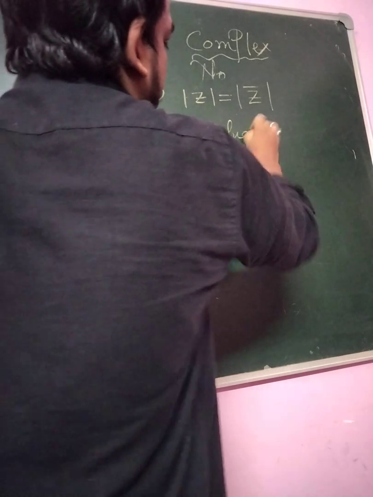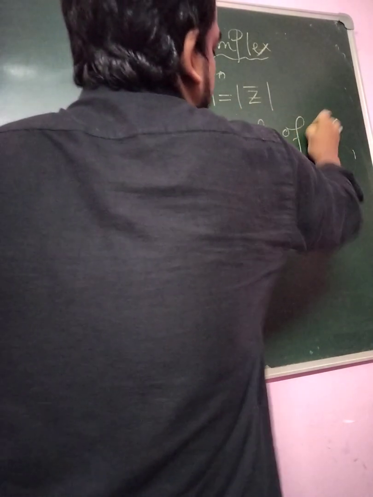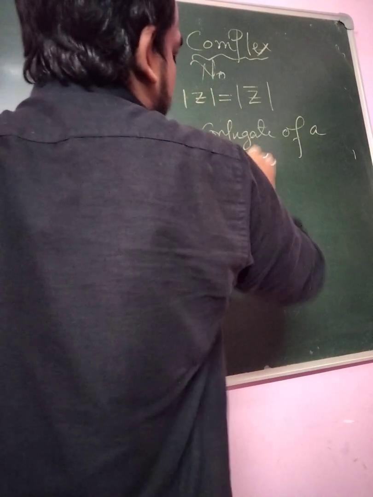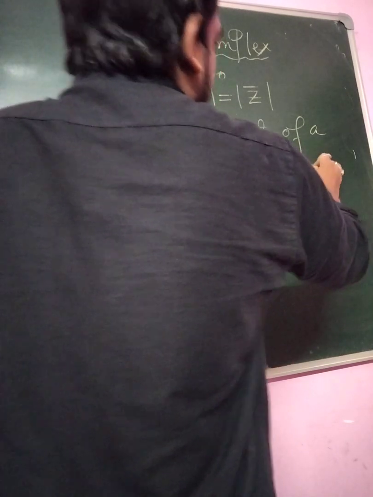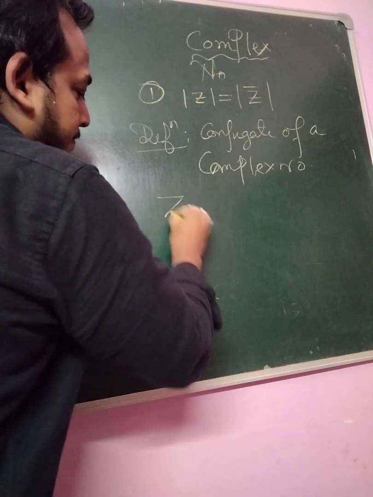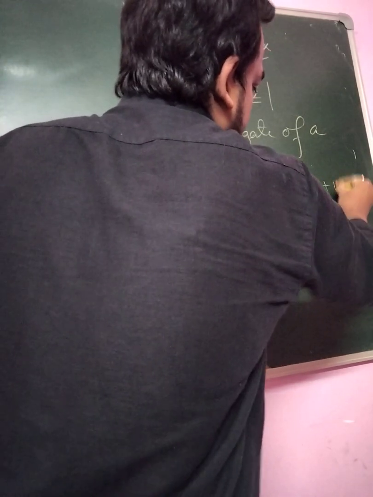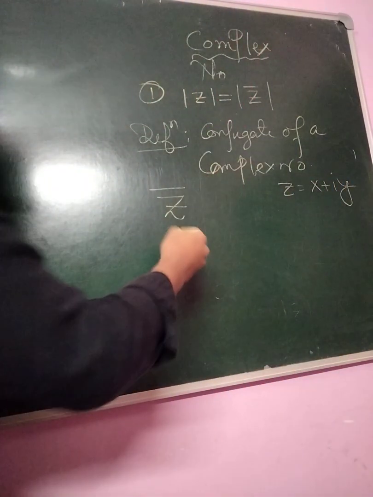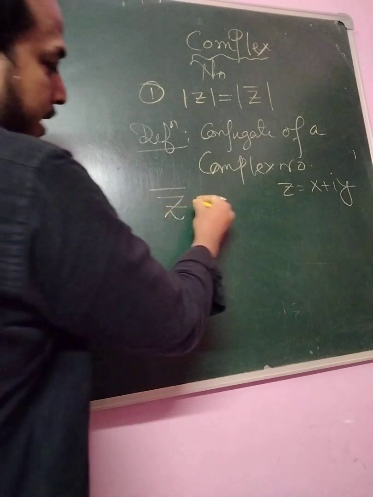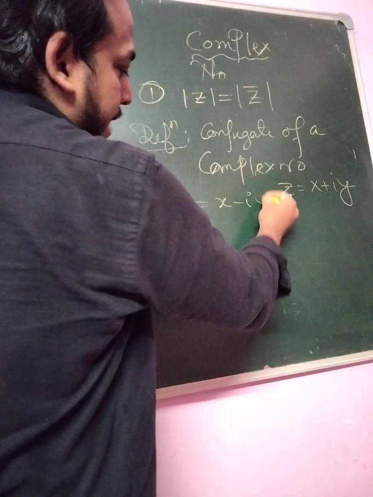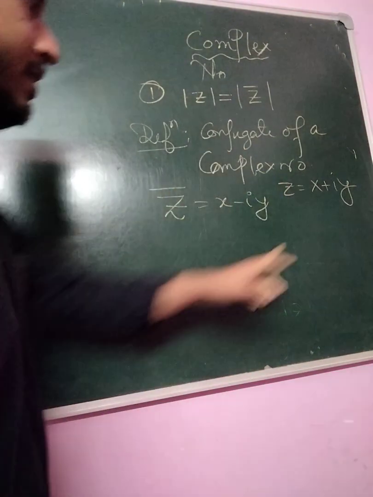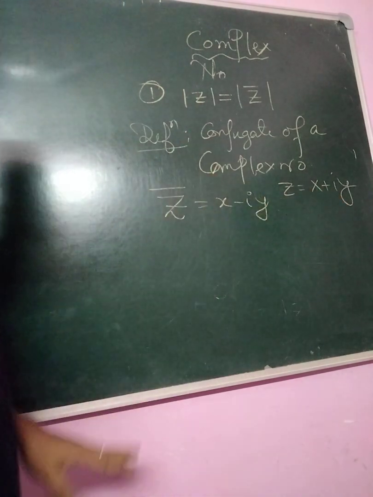the conjugate of a complex number. So if z is a complex number, say x plus iy, the conjugate of this complex number is denoted by z bar, which is equal to x minus iota y. So just replace this plus i by minus i.